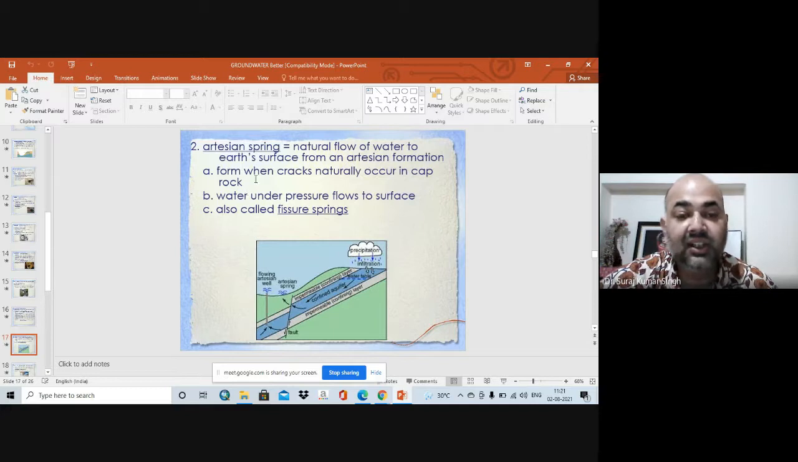Then you have different kinds of artesian springs, which indicate the natural flow of water to the earth's surface from an artesian formation. It forms when there are cracks naturally occurring in the cap rock, and water under pressure flows to the surface. That is also known as fissure springs.